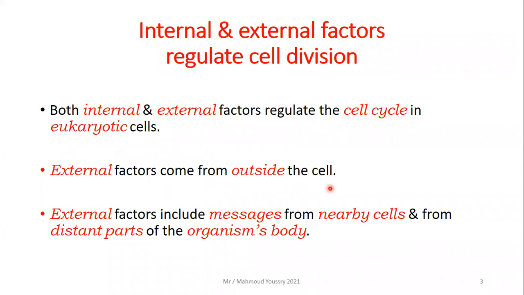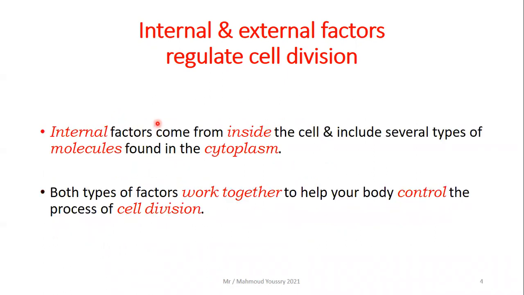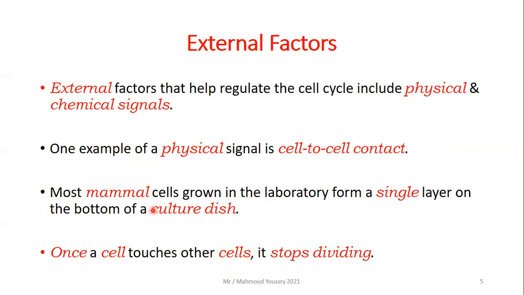External factors come from outside of the cell. External factors include the messages from nearby cells or from distant parts of the organism's body. Internal factors come from the inside of the cell itself and include several types of molecules found in the cytoplasm. Both types of factors work together to help your body control the process of the cell division.